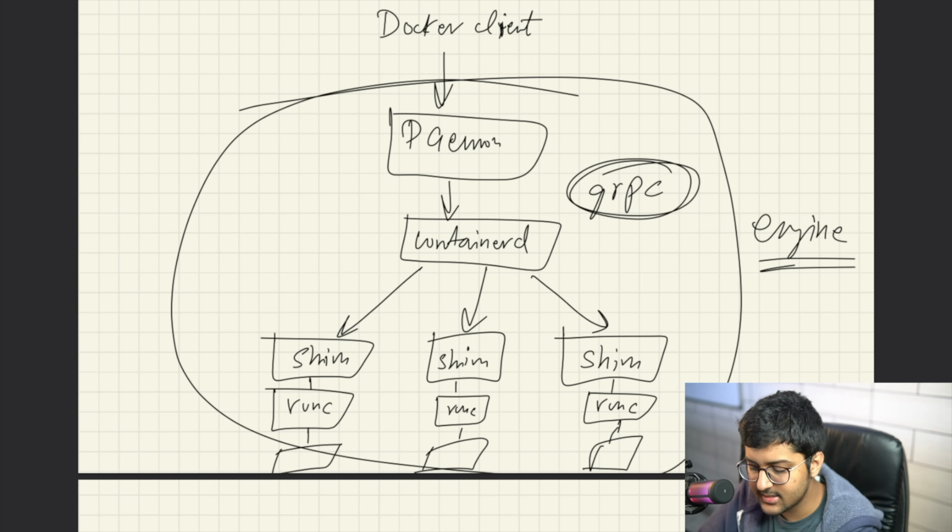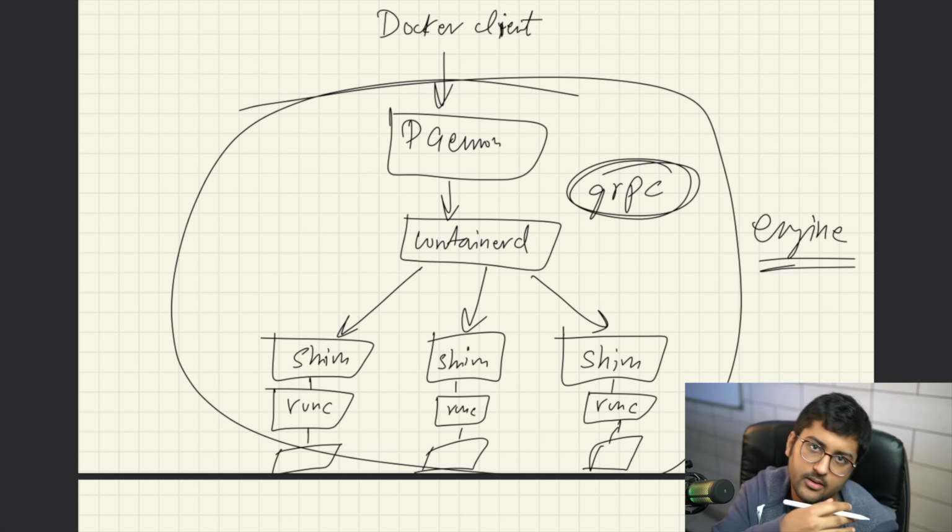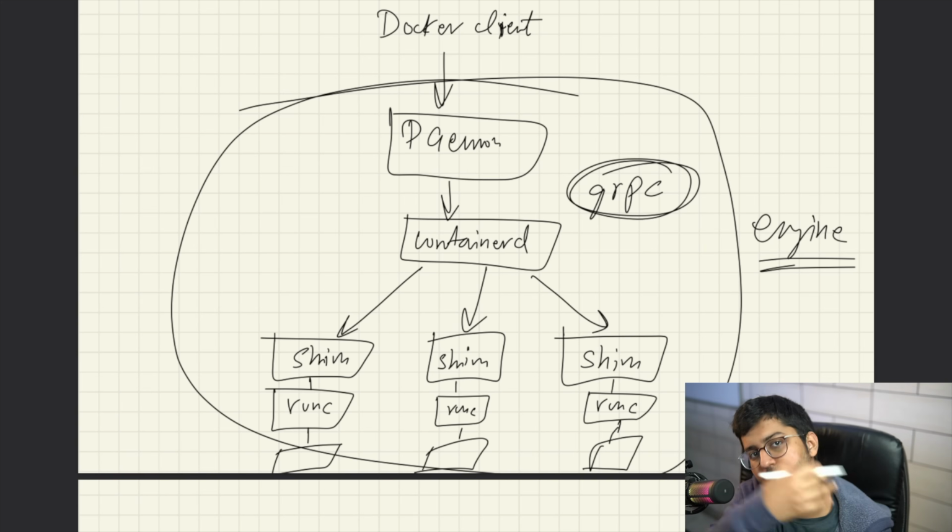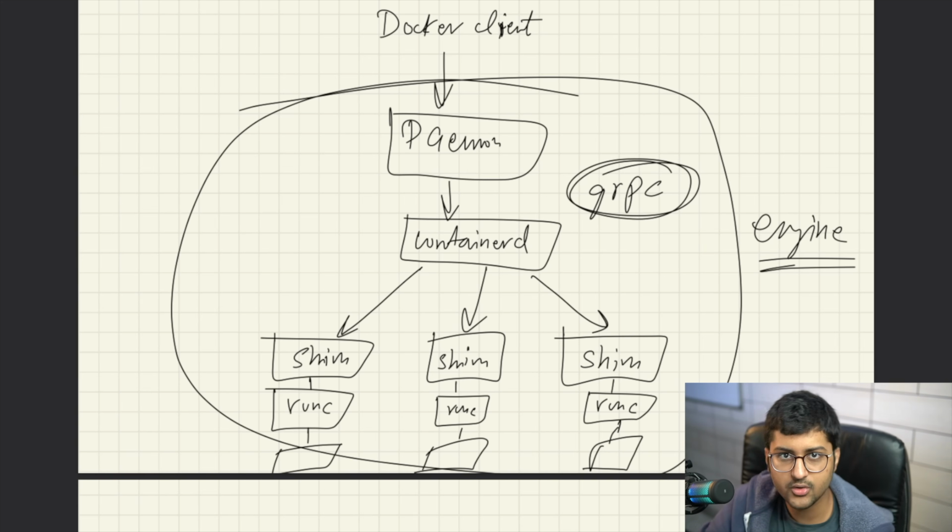The good thing is that this containerd, as you can see, is separate from the daemon now. These are separate entities. containerd itself is a project. It was made by Docker and it was donated to CNCF, and now it's a CNCF project. It's open source. You can check it out.